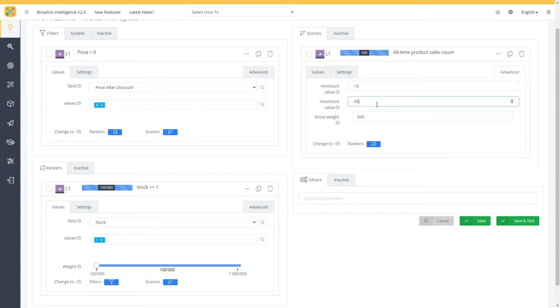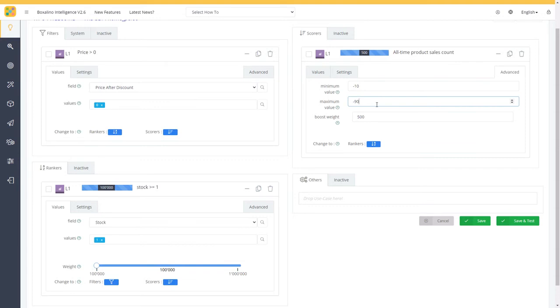And all of the products that have been sold between the 10th percentile and the 90th percentile will get the value which is the linear position according to these two points. So again, a product that would have been sold in the middle of that range would actually get 250 points.